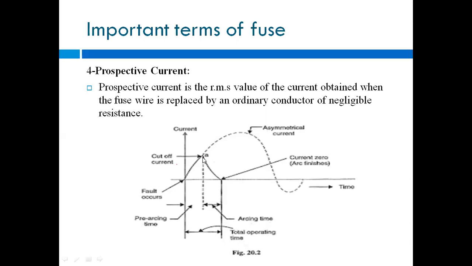But when that fuse blows, this arcing period is shown here. Then slowly your arc gets extinguished. Extinguished means the arc dies out after a little while. So that is called arc extinguishes, or arc finishes, in simple language. And this is the total operating time of that fuse.